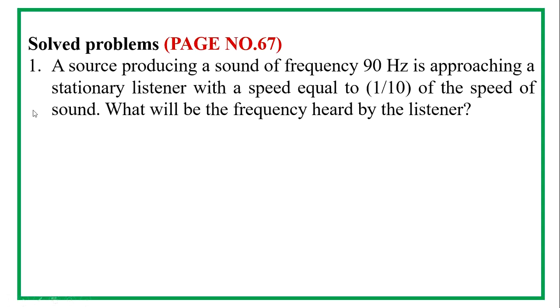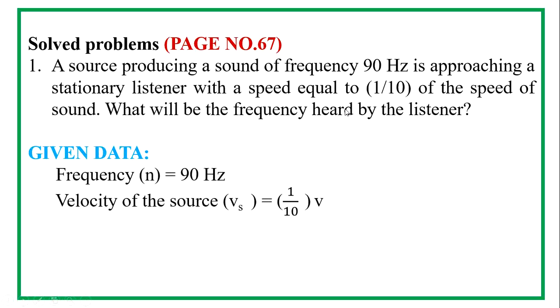Solved problems, page number 67, question number 1. A source producing a sound of frequency 90 Hz is approaching a stationary listener with a speed equal to 1 by 10 of the speed of sound. What will be the frequency heard by the listener? That is, a source produces a sound of frequency 90 Hz and approaches a stationary listener with a speed equal to 1 by 10 of the speed of sound. We have to find out the frequency heard by the listener.